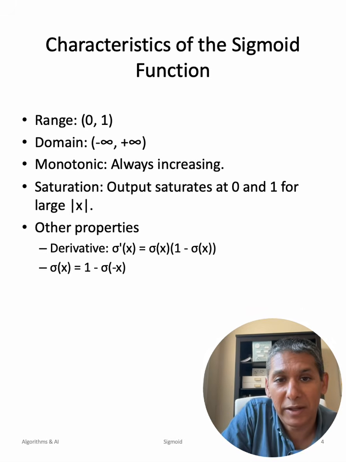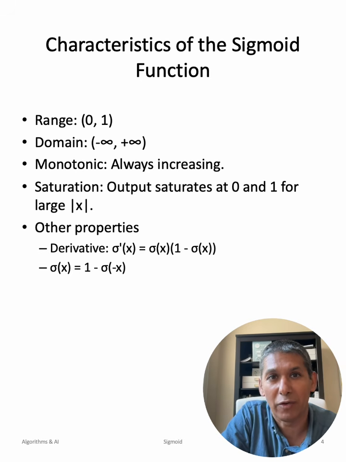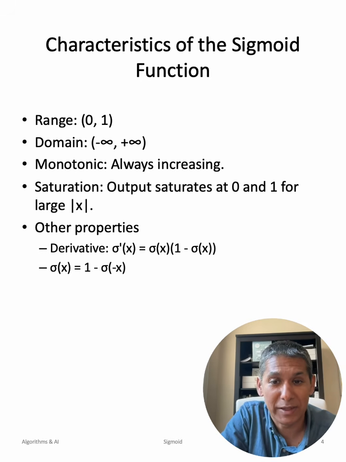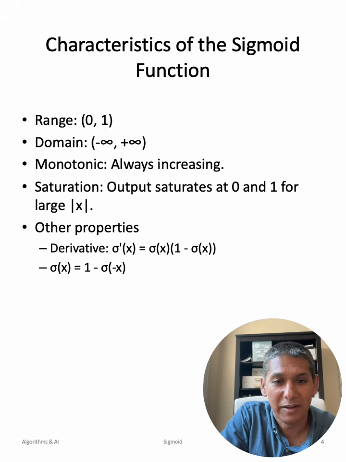Oh, there are some other properties. You can say the derivative sigma prime of x is equal to sigma of x times 1 minus sigma of x. Also, sigma of x can be written as 1 minus sigma of minus x. It's a fun property, sometimes comes in handy.